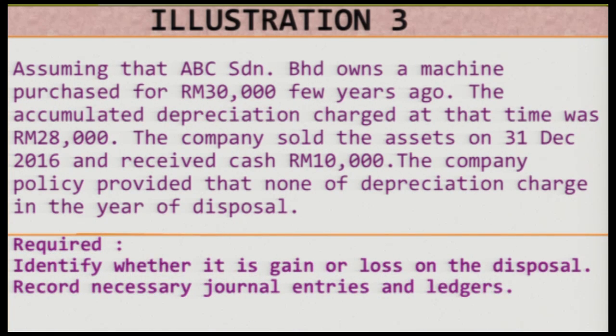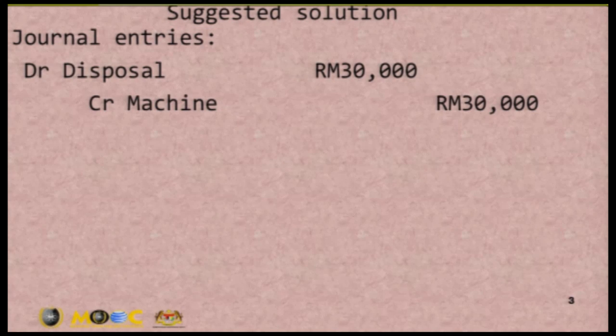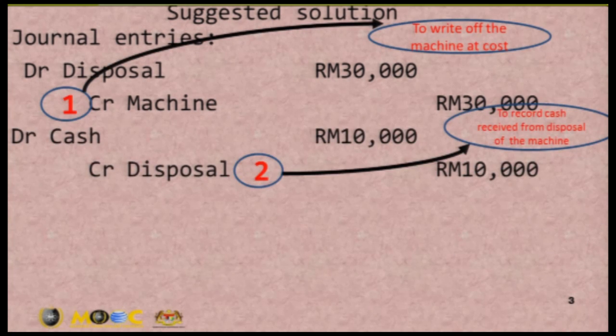So, the question requires you to identify whether it is a gain or loss on the disposal, and also to record the necessary journal entries and ledger. So, let us look at the answer. First, we prepare the journal entries. The first journal entry is we debit disposal for 30,000 and we credit the machine for 30,000. This is to write off the machine at cost.